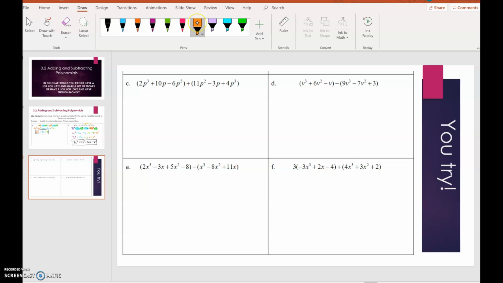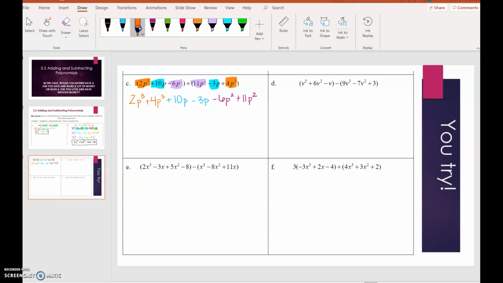So let's go ahead and look at like terms. It's a plus sign in the middle, so I'm just going to start looking at my like terms. I have a p to the 3, p to the 3, so I'm going to write those down: 2p cubed plus 4p to the 3rd. Then I'm going to look at the next one. I have a 10p and a minus 3p, so plus 10p minus 3p. Next we have a minus 6p squared and a plus 11p squared, so minus 6p squared plus 11p squared. And that's all of them.